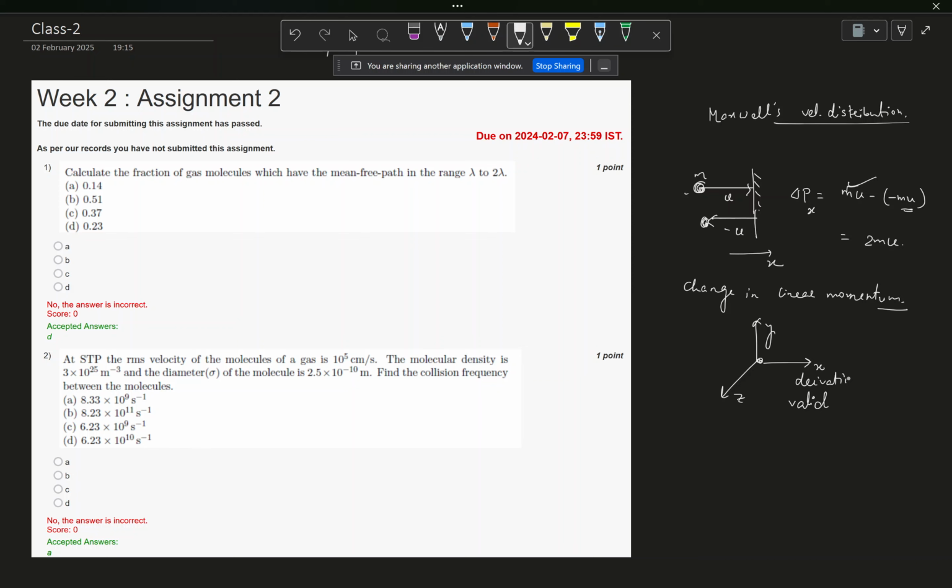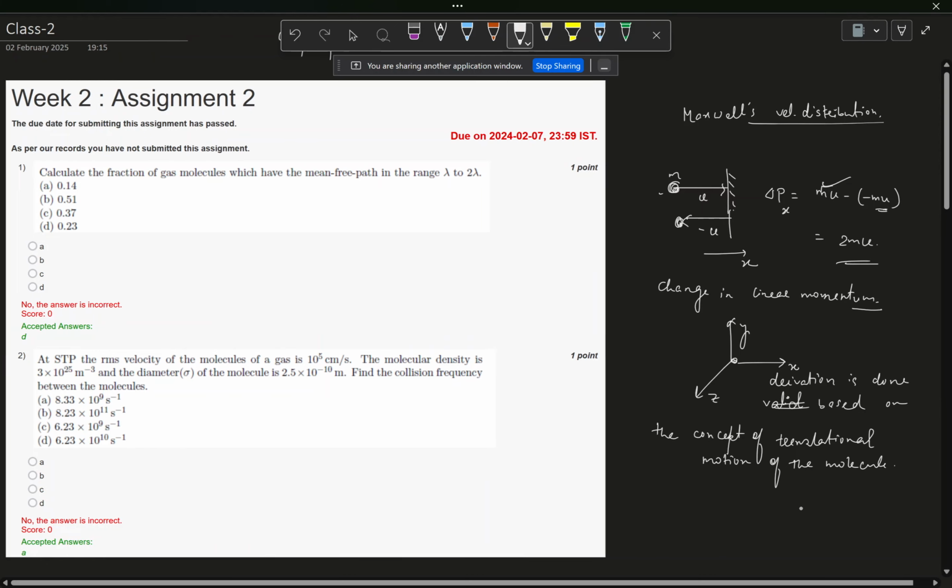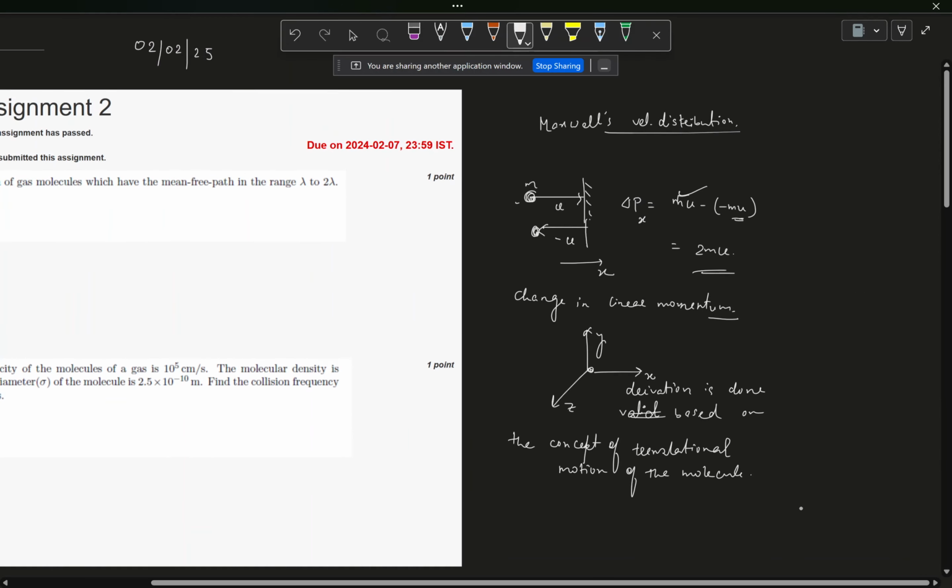So I'll say that the derivation of the Maxwell velocity distribution is done based on the concept of translational motion of the molecules. That means either it is getting translated in the x direction or y direction or z direction. This kind of thing will come only in that case. But if you think carefully, there is nothing considered like rotational motion or vibrational motion as such.